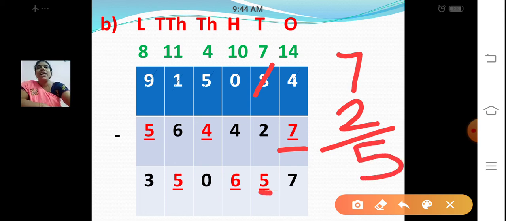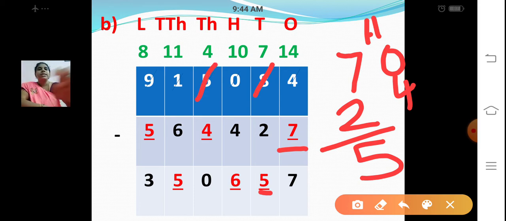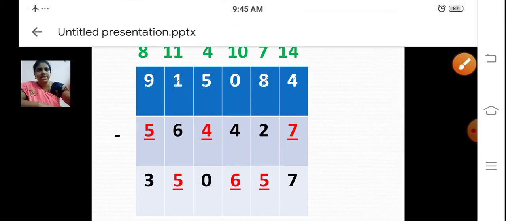Now let's move on to the hundreds place. What number am I having in the hundreds place? 0 minus 4. Can you subtract 0 minus 4? That is not possible. So I am going to borrow 1 from the thousands place. What number am I having in the thousands place? 5. So if I give 1, my thousands place will become 4 and my hundreds place will become 10. So now tell me 10 minus 4. You know to subtract, right? After 4, 5, 6, 7, 8, 9, 10. So 10 minus 4 is 6. Write it down, 6. Now let's move on to the thousands place.